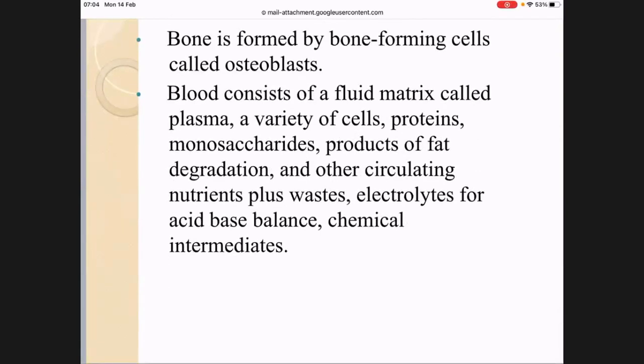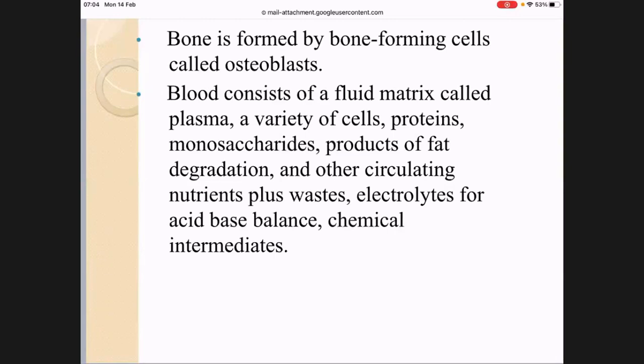Bone is formed by bone-forming cells. They are called osteoblasts. So see the name, osteoblasts. Osteo refers to the skeletal system, that's why osteology. Blast means something generating. There are different cells, and that's what I want to emphasize. Osteoblast cells are bone-forming cells. Osteoclast cells, C-L-A-S-T, are involved in remodeling.